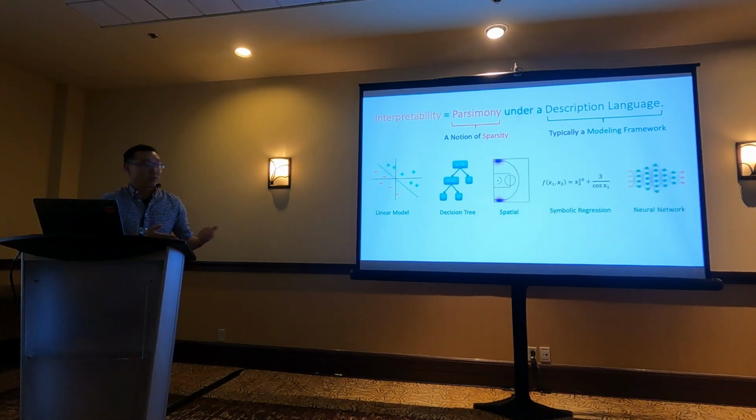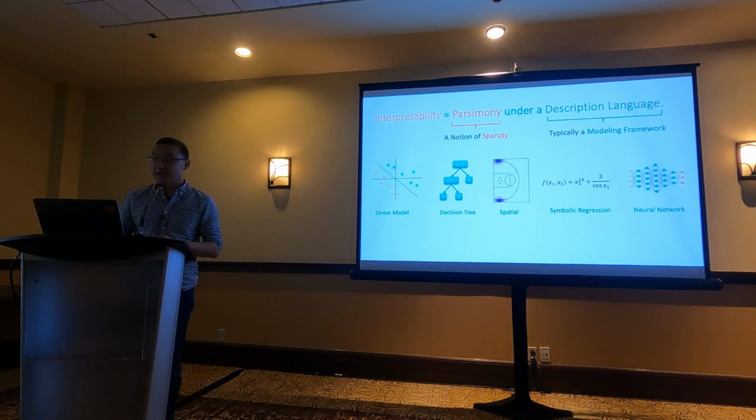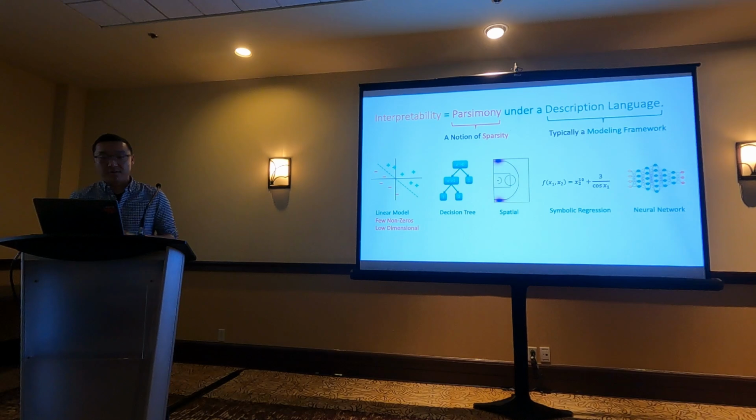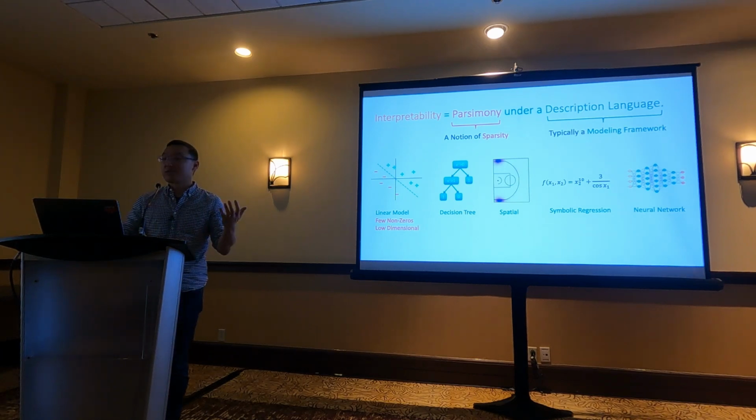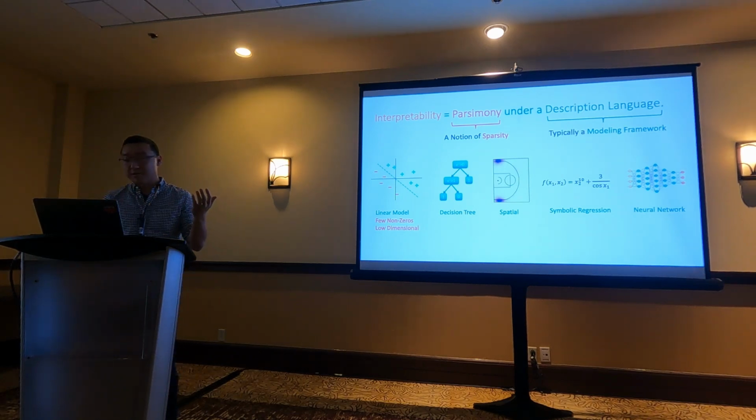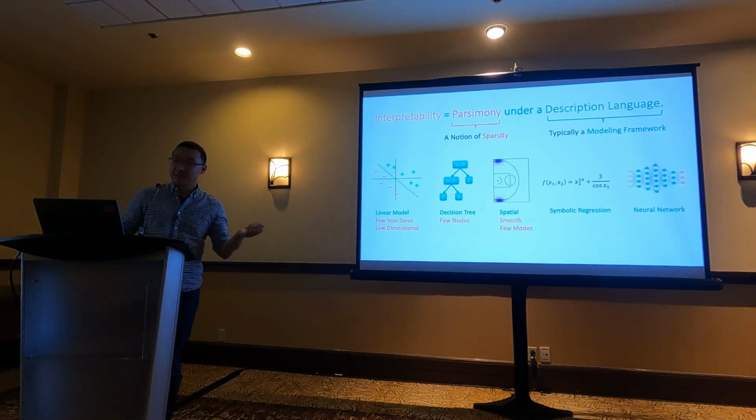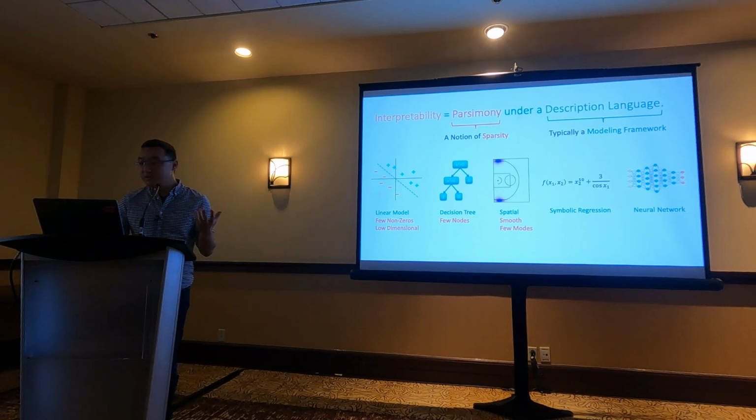You pick your modeling framework. So here we have everything from linear models all the way up to neural networks. And then within each modeling framework, you can specify a way of measuring parsimony. Things like few non-zeros, which is the traditional notion of sparsity, low dimensions, in decision trees, few nodes. In spatial models, smoothness or few modes. Symbolic regression, few components. Neural networks, who knows?